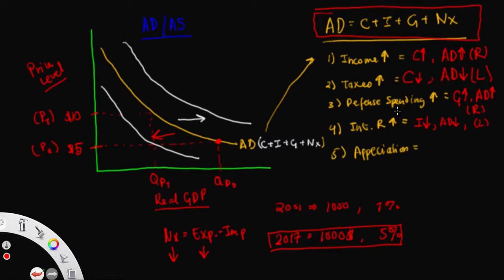Same thing for number 3. If the government spending decreased, then we would shift our aggregate demand to the left, because our government spending would decrease, our aggregate demand would decrease, and we would shift it to the left.